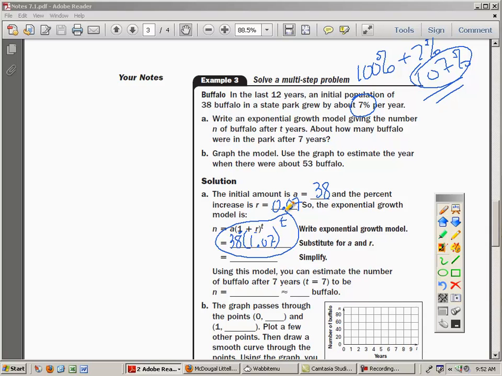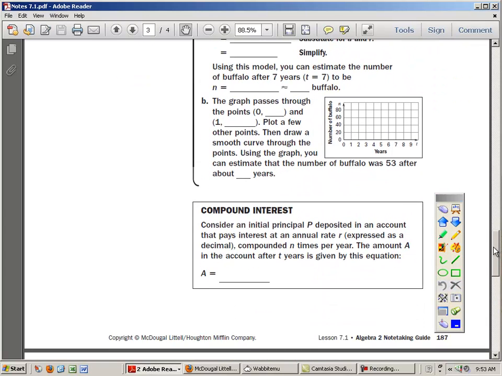Now, using this model, you can estimate the number of buffalo after 7 years is going to be approximately 38 times 1.07 to the 7th power. I would do the 1.07 to the 7th power first, and then multiply it by 38. You get roughly 61 buffalo. All right. Now, unfortunately, I'm running out of screen here, so I'm going to slide this up. So I have to wipe this off, and we'll go on up here. And once again, this was roughly 61 buffalo if you hadn't caught that from the previous part.